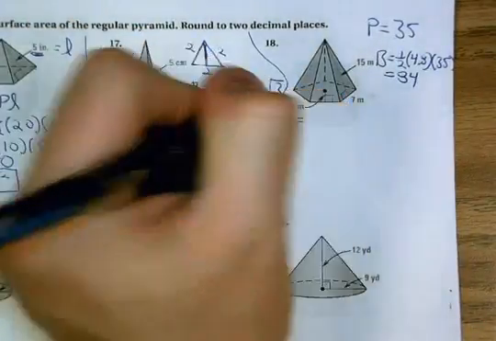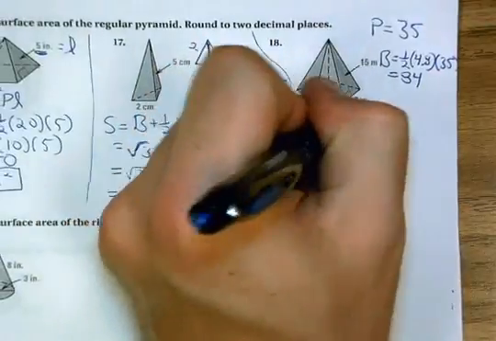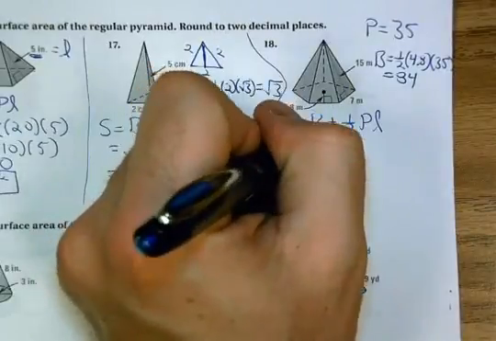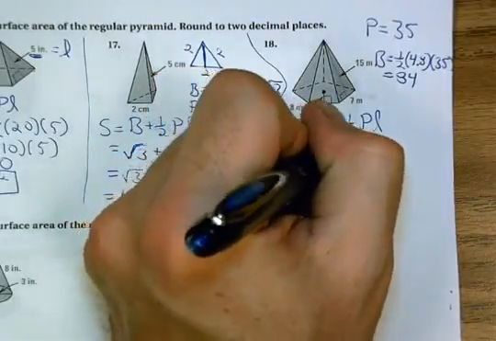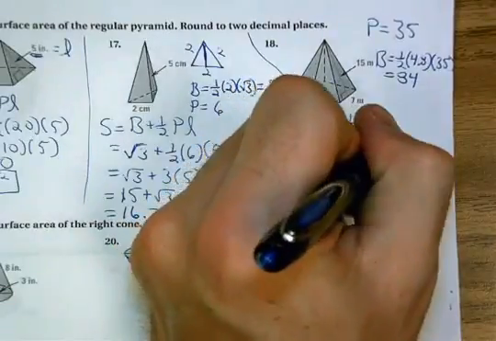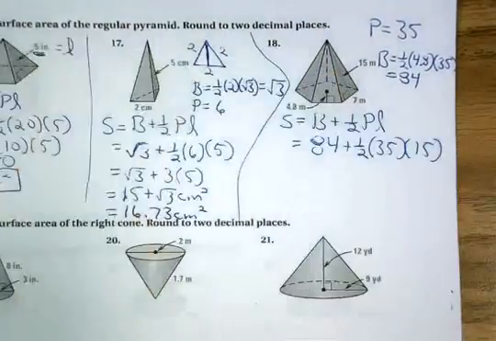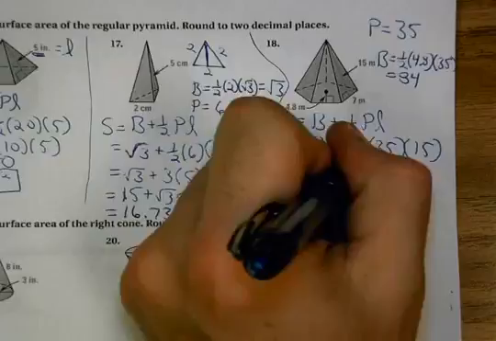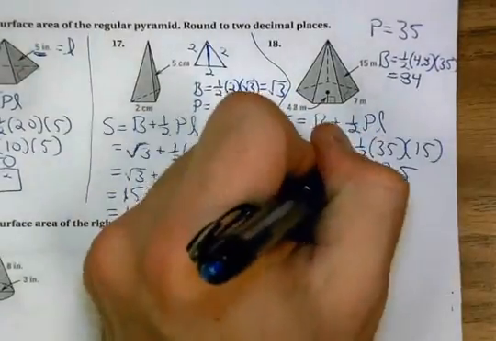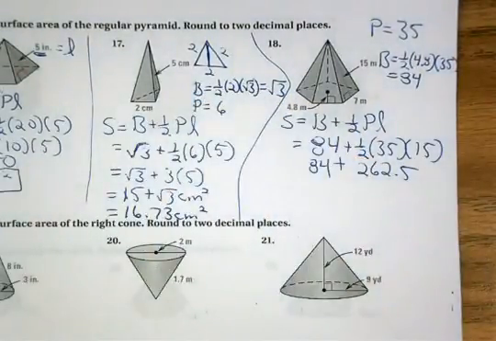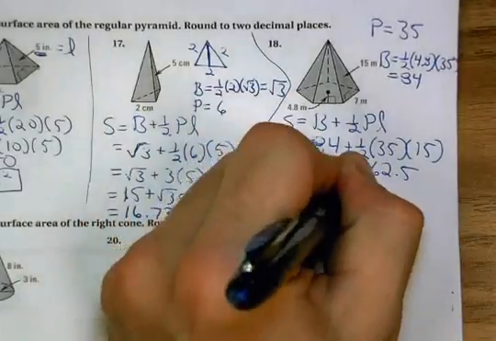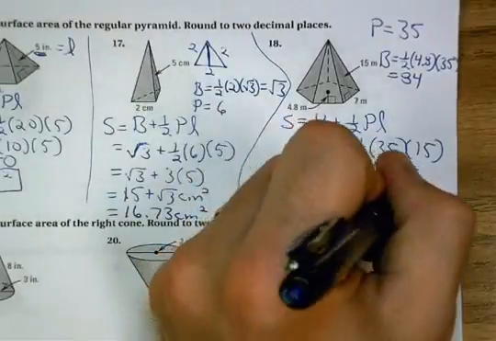So my surface area is going to be the base area plus 1/2 the perimeter times slant height, which I get 84, plus 1/2 35 times 15. 35 times 15 is 525. We divide that by 2. We get 262.5. Then we can add that to 84, and our answer comes out to be 346.5 meters squared.